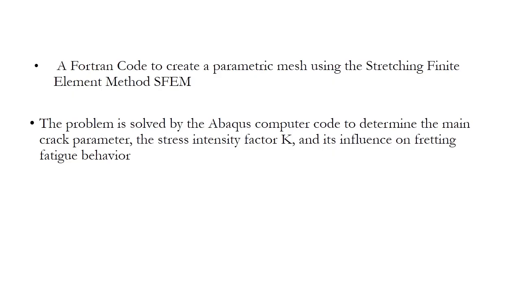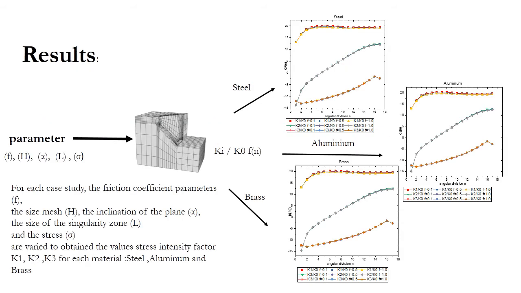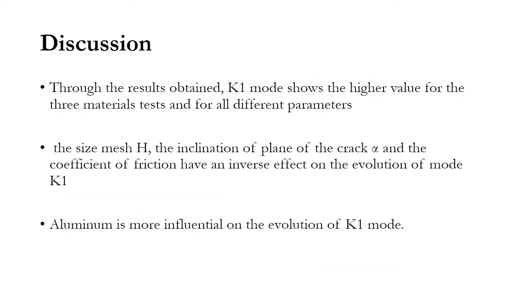A Fortran code is used to create the mesh, while the Abaqus computer code is used to determine the stress intensity factors. For each case study, the friction coefficient parameters, the size mesh, the inclination of the plane, the size of the singularity zone, and the stress are varied to obtain the value of the stress intensity factor for each material: steel, aluminum, and brass. Through the results obtained, the first mode shows the highest value for the 3 materials tested and for all the different parameters.